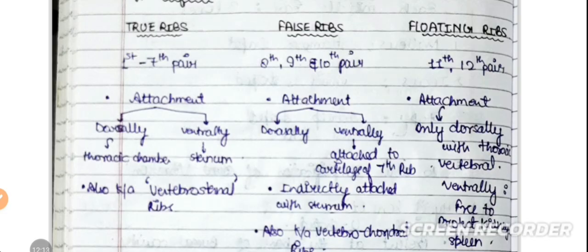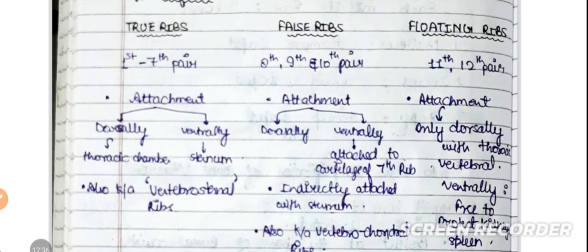Now attachment: they are dorsally attached to the vertebral column and ventrally attached to the sternum. Also known as vertebro-sternal ribs. Why do we say vertebro? Vertebro because they are dorsally attached to the vertebral column. Sternal, ventrally attached to the sternum. That is why they are said to be vertebro-sternal ribs.